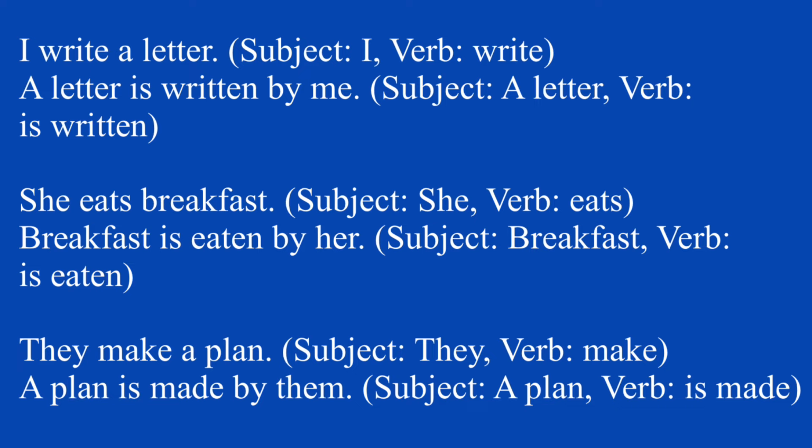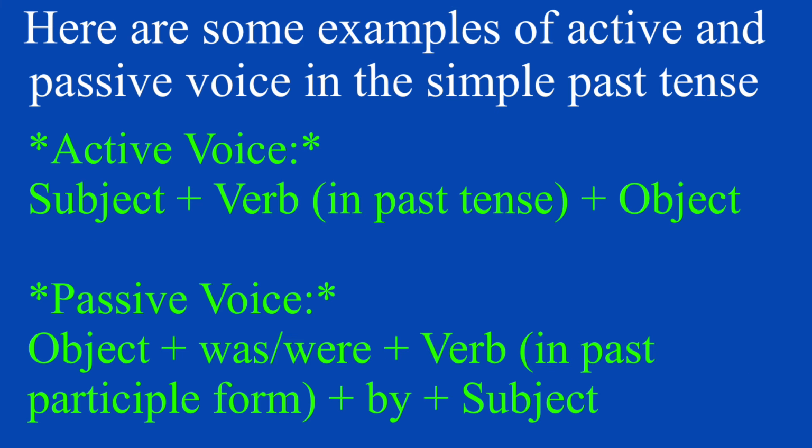Next example: they make a plan. The passive voice: a plan is made by them. Please have a glance at the subject, helping verb and verb status clearly. Practice this as much as you can so that there is no chance of making mistakes. Further examples: here are some examples of active and passive voice in the simple past tense.